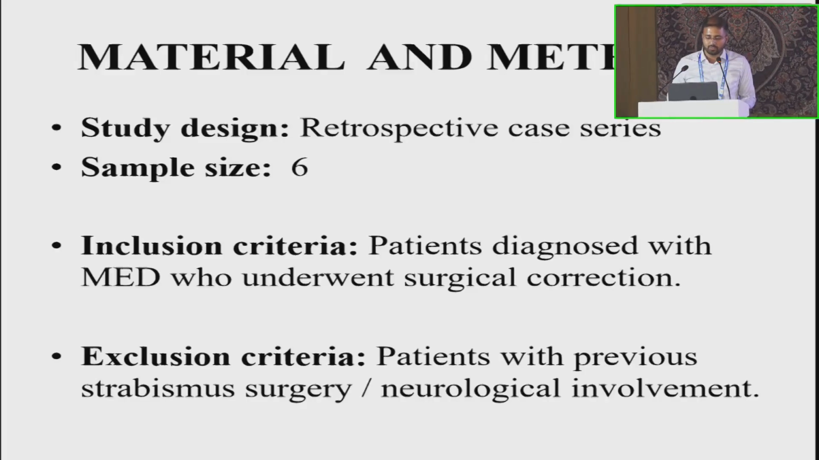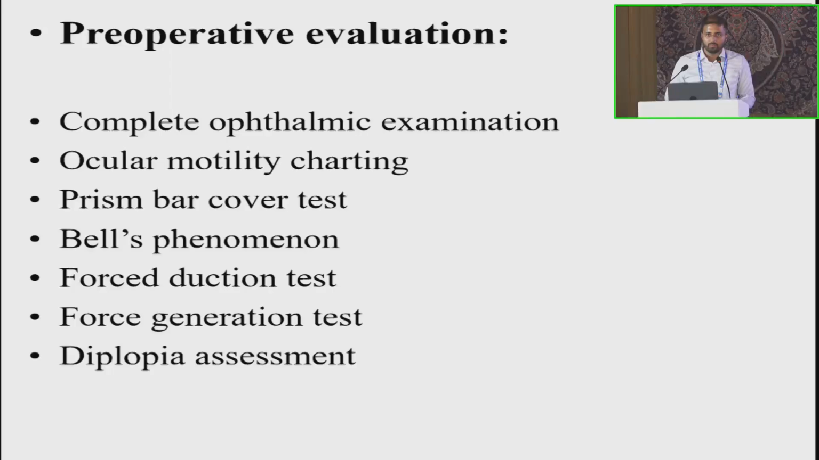So it is a retrospective case series. Sample size was 6. Inclusion criteria were all the patients diagnosed with monocular elevation deficiency who underwent surgical correction, and exclusion criteria was patients with previous strabismus surgery or neurological involvement. Pre-operative evaluation: complete ophthalmic examination was done, including the anterior and the posterior segment, with ocular motility charting, Prince rule, cover test, Bell's phenomenon was checked, force duction test and force generation test were checked, diplopia assessment was done.